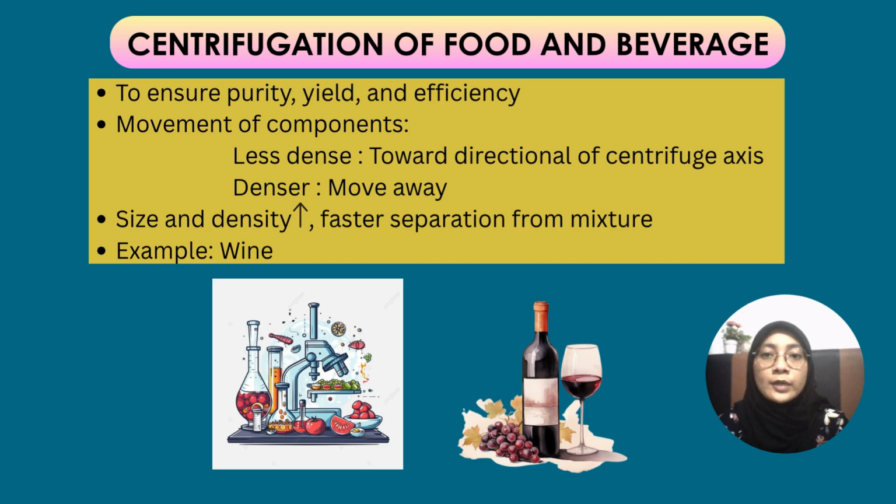The centrifuge process is based on size and density, where if the size is bigger and the density is denser, the separation will be faster. The example that I use is wine processing.